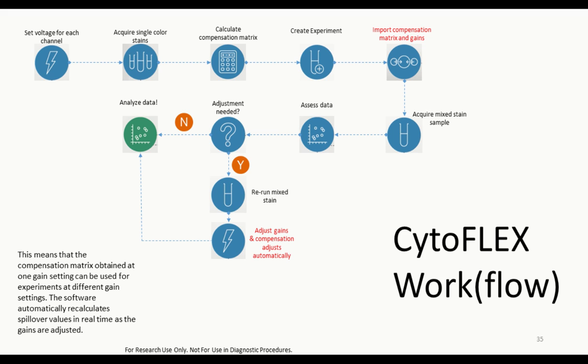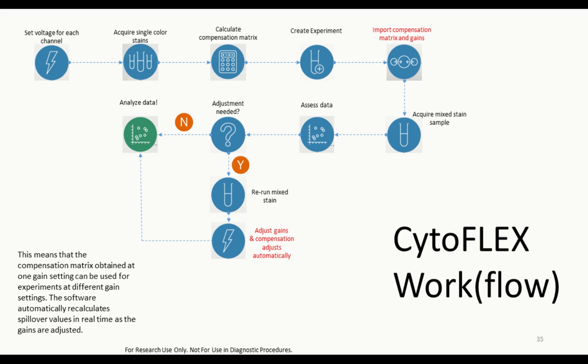But the thing here is that the software at this point could even just recalculate for you. You can then acquire your mixed stain sample, assess the data, and you're at that decision-making point now where you're either happy with the data or not. And if you're not quite happy with the data, you can put your mixed stain sample back on, and during the acquisition, adjust the gains. The compensation will recalculate automatically, and you're done.